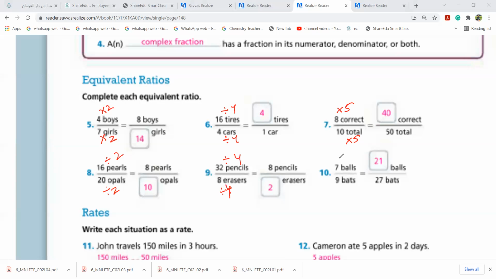4. So same, 8 divided by 4 will give you 2. Here, 7 times something will give you 21. 9 times what gives you 27? 3. So 7 times 3 is also 21. It's very, very simple. Stop me if you don't get it. Ghali, especially you, Ghali. If you don't get it, ask me, please.